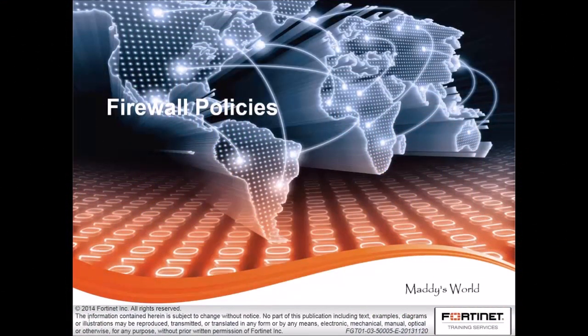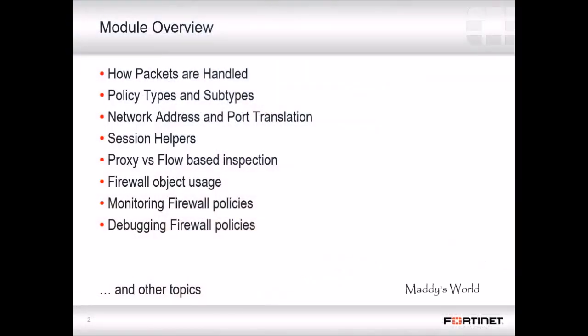In this module, we are going to look at passing traffic through the FortiGate unit and how that works. At the FortiGate unit's very core, it is a firewall, so everything that you do is built around the rules you create that allow traffic to move around. We'll be talking about how the FortiGate handles packets, different firewall policy types and subtypes, network address and port translation, session helpers, proxy versus flow-based inspection, firewall object usage, monitoring, and debugging of firewall policies, and other topics as well.